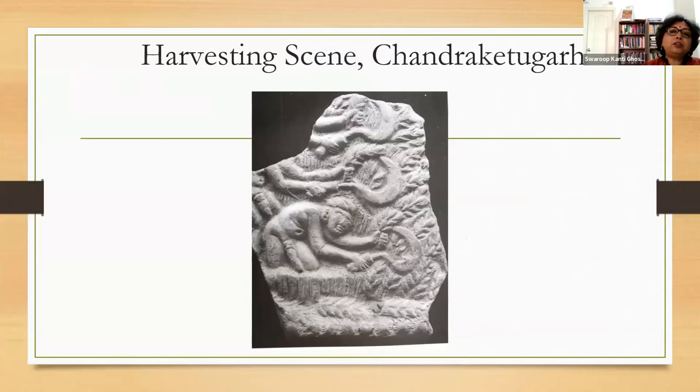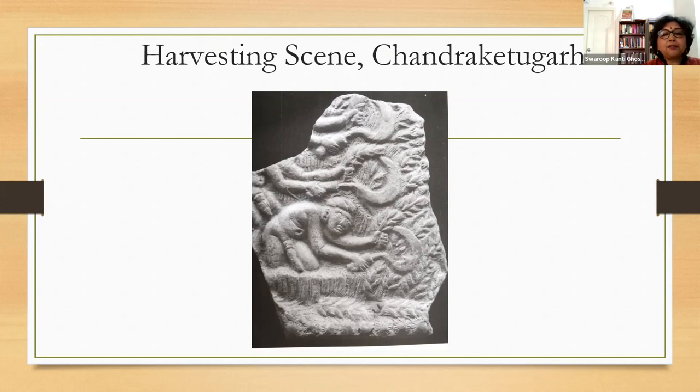Then again, Chandraketugar offers us a harvesting scene. It is a fragmentary terracotta plaque, datable on stylistic grounds to the early centuries. These are all very early terracottas, early centuries CE. Here three peasants are portrayed harvesting ripened crops with a sickle. Some things do not change, and we can see that in the image of the sickle. The sickles are similar to the ones that we often use today. It is a realistic depiction of harvesting.